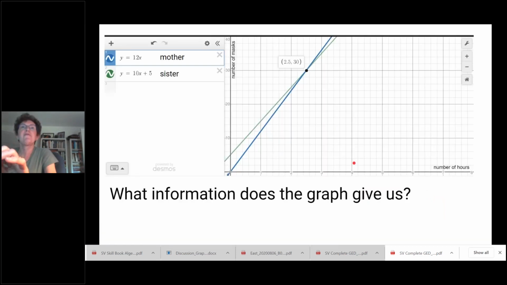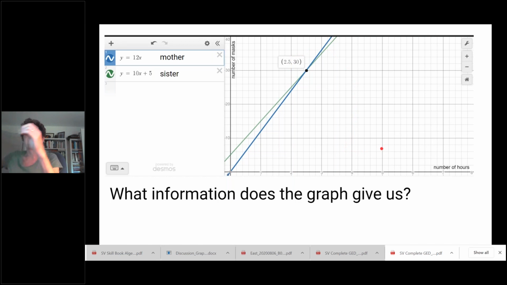Here it is on a graph. My mother's line is the blue line. Her starting point was 0, and then she went up 12 masks every hour. There's her rate. And my sister had a starting point of 5, right there, and then she goes up 10 every hour. Every hour she increases by 10.